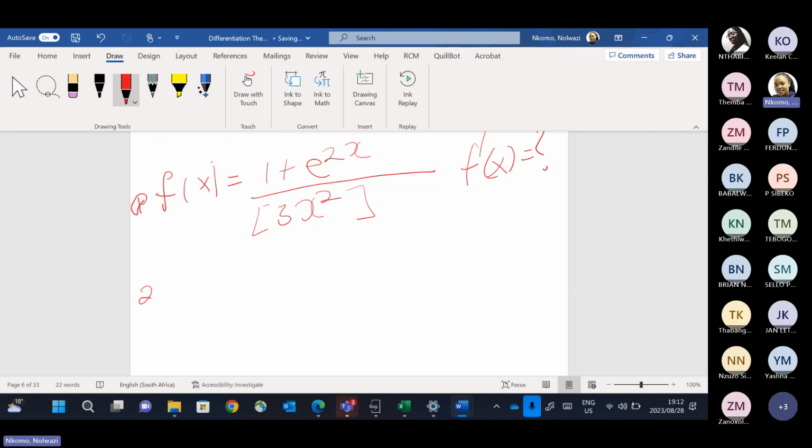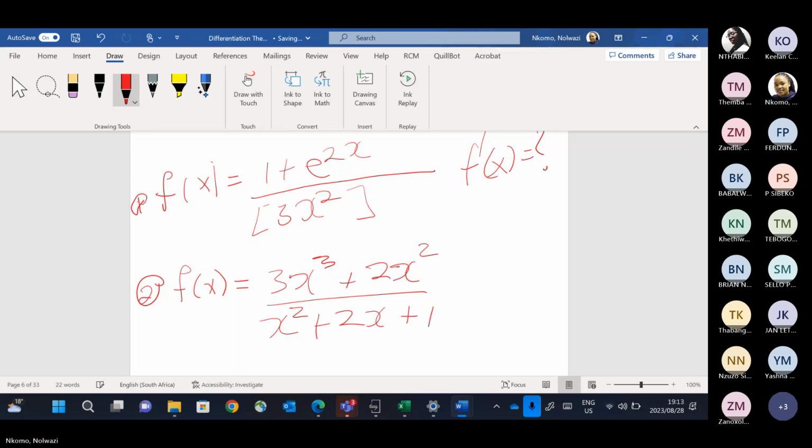You have 1, you have 2: f at x equals 3x cubed plus 2x squared over x squared plus 2x plus 1. Again, here you find f prime at x.